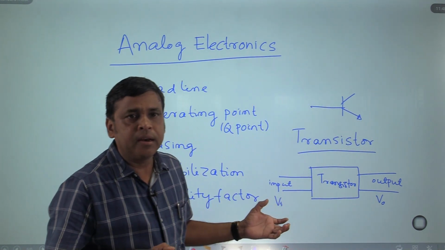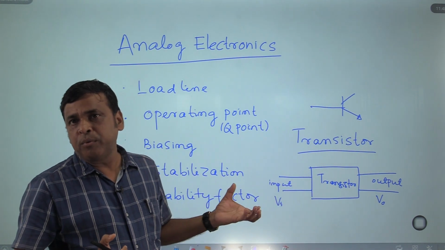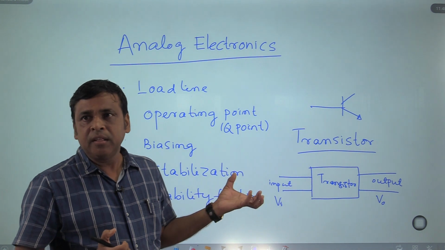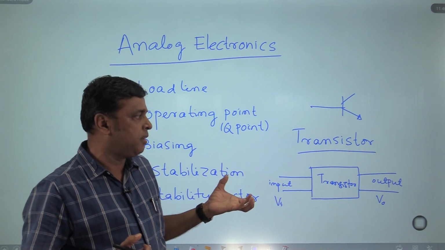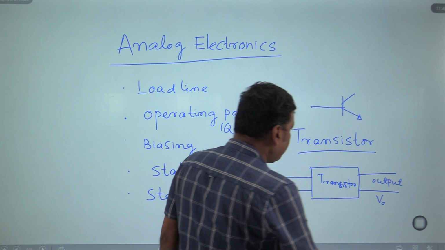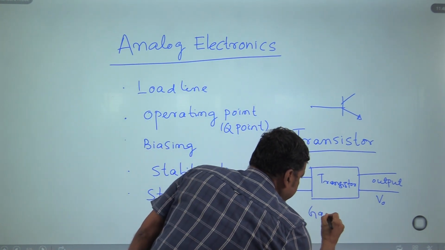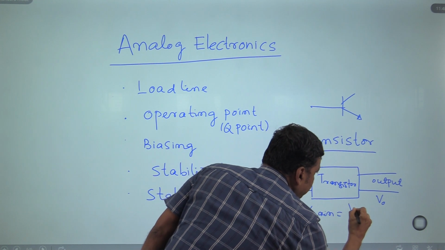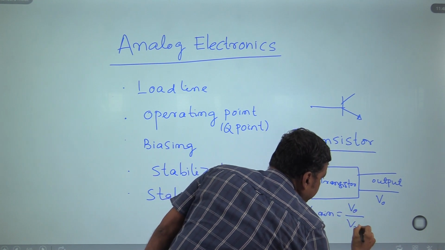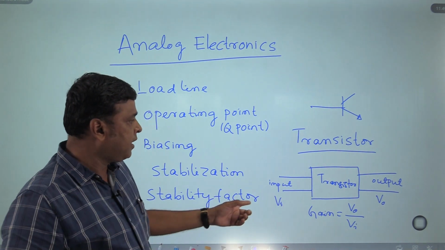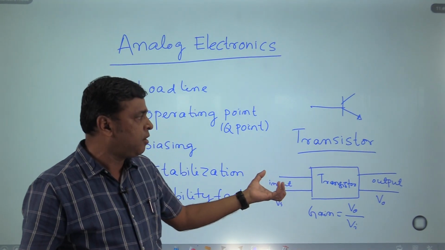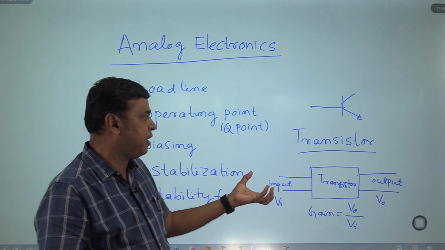So, there is a gain, meaning output by input. If you say voltage gain, that is your output voltage by input voltage. So, output voltage by input voltage is nothing but your gain. So, gain is equal to output voltage V0 by input voltage Vi. We are providing the input to the transistor, and the input is a small millivolt or microvolt signal.